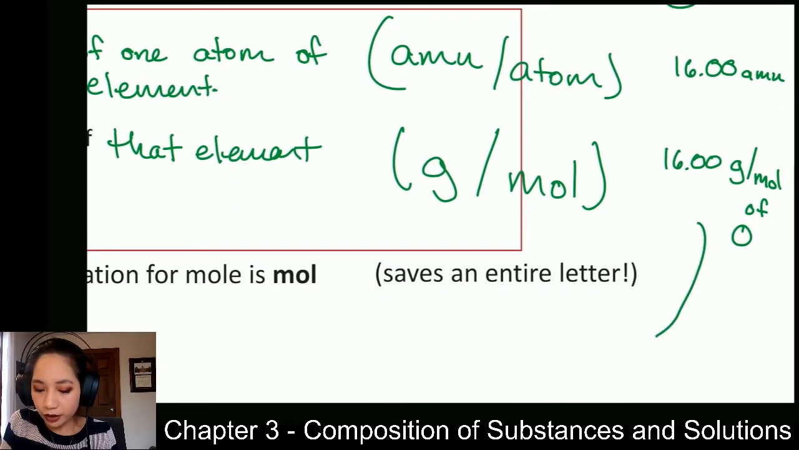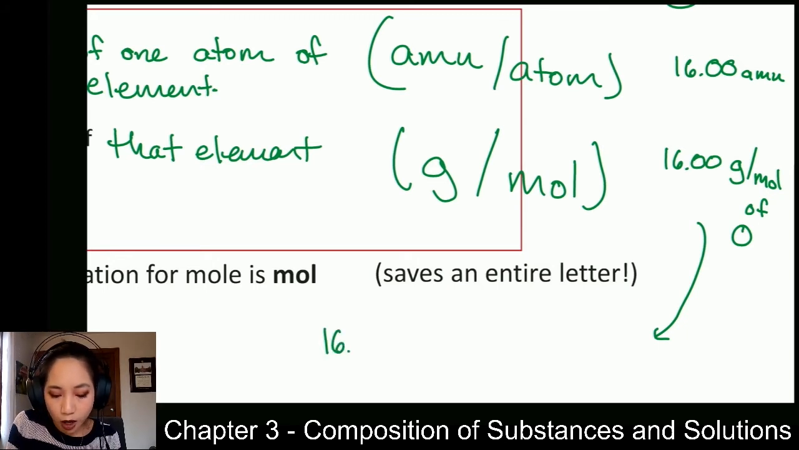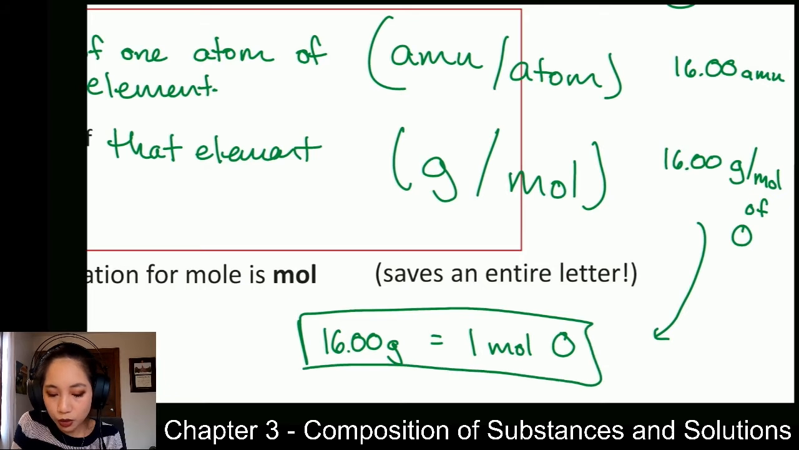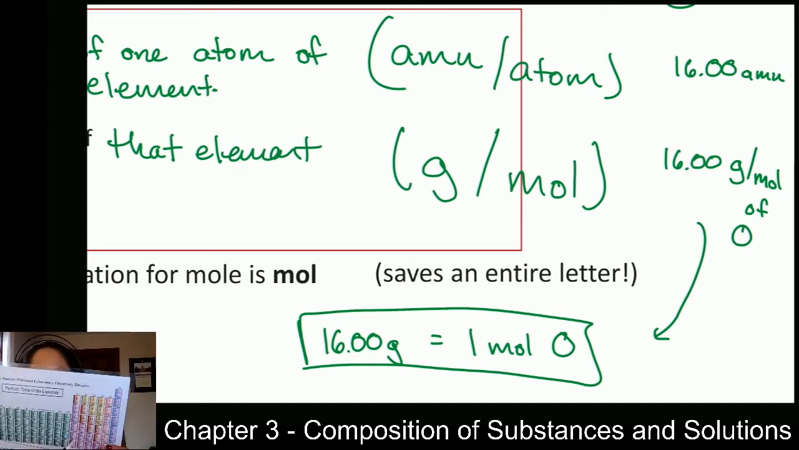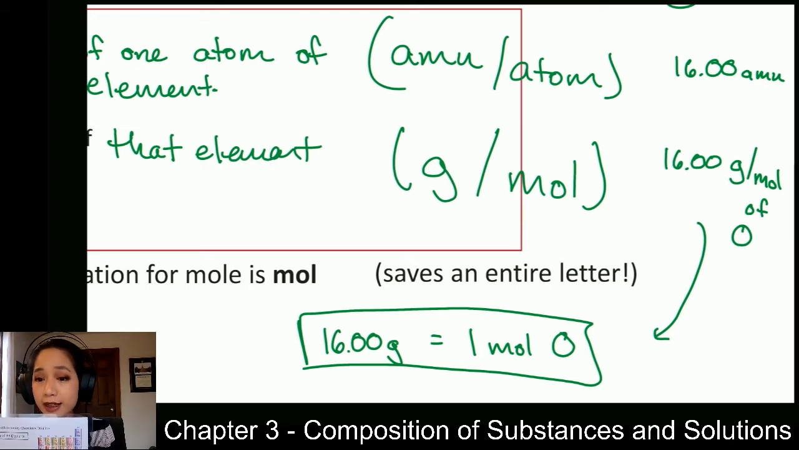And so this value also ends up being a conversion factor or an equality that we can use in dimensional analysis. So that number becomes an equality, 16.00 grams equals 1 mole of oxygen. And so we will use that within our dimensional analysis calculations in the rest of this chapter. And so you can use any one of the masses on the periodic table to make that relationship.